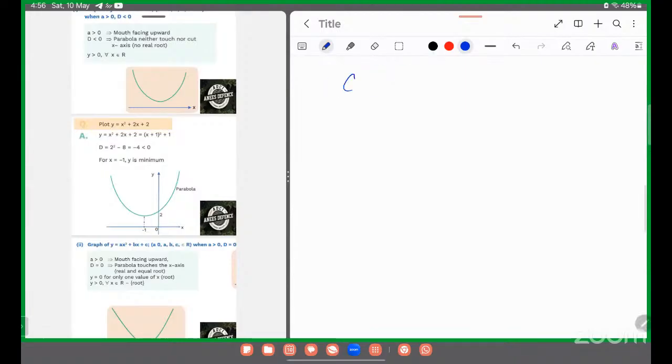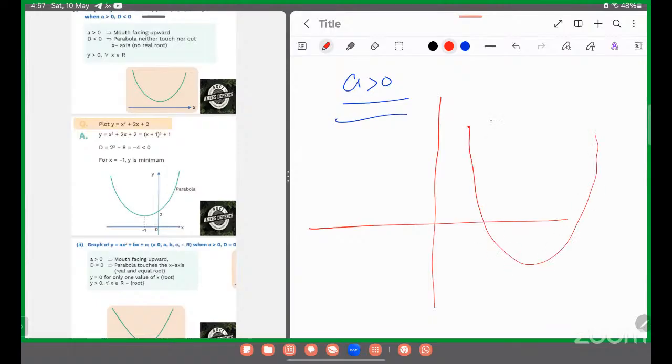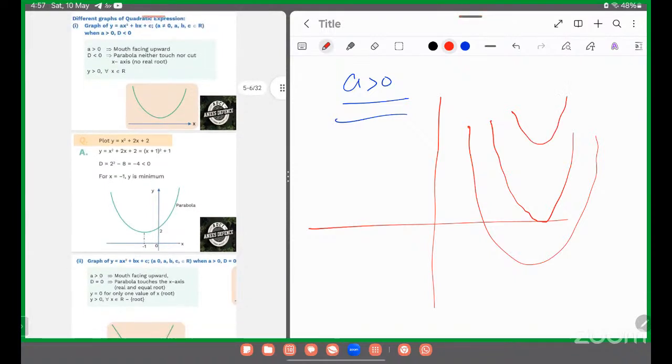So if a is greater than 0, we can get three possibilities. First one, you can see like this. One curve will be like this, another one will be just touching, another one will be like this. So these three possibilities are shown here. These two intersecting points are known as the roots of the quadratic equation, alpha and beta.